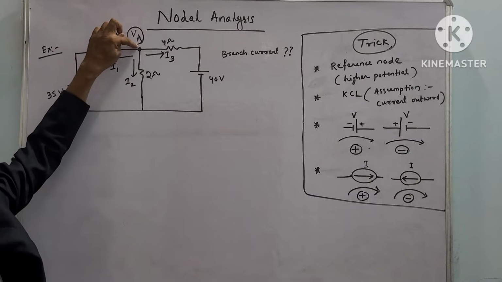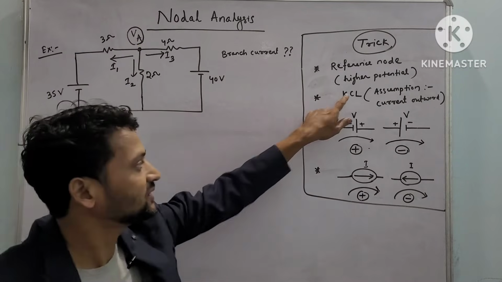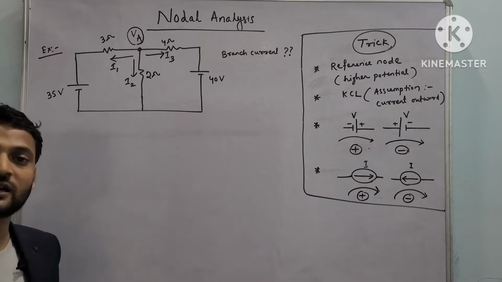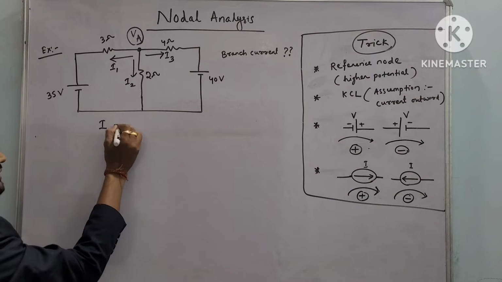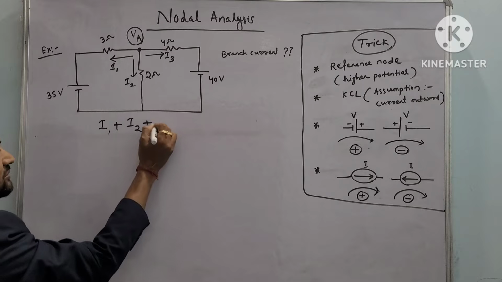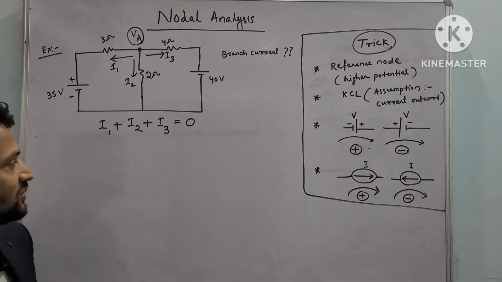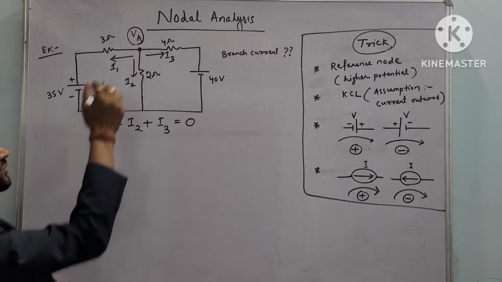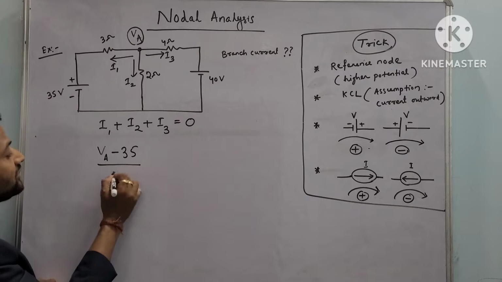Since we have assumed this potential at A is dominating over the other potentials, we'll apply KCL. What is KCL? The sum of currents meeting at a point is 0. So in this junction, I can write I1 plus I2 plus I3 will be 0, as far as KCL is concerned. So in place of I1, I can write VA minus 35 upon 3.